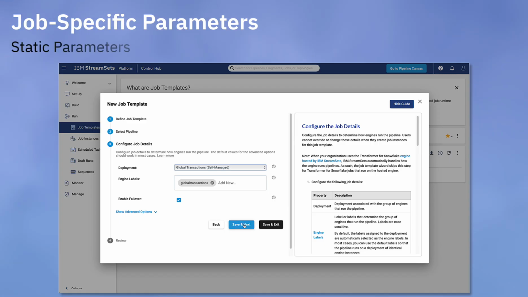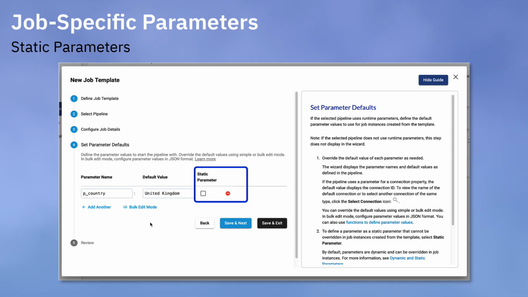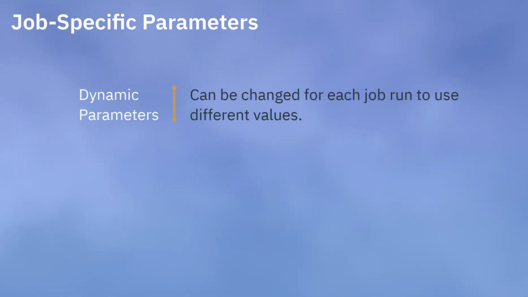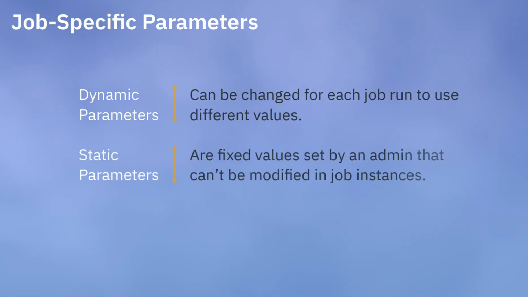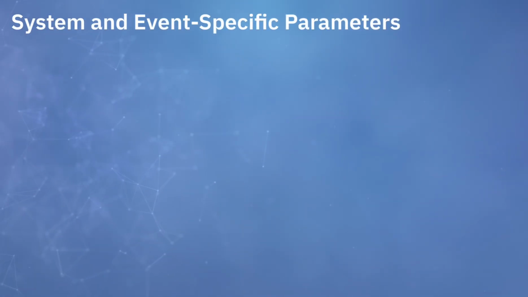The second type is static parameters. These are configured by an administrator inside the job template. When a parameter is marked as static, users who create job instances from that template cannot change its value. They must use the exact value defined in the template. So in short, dynamic parameters give flexibility for each job run, while static parameters ensure consistency and control across all job instances.